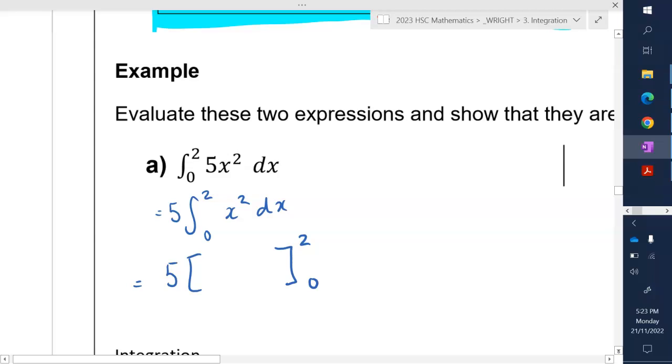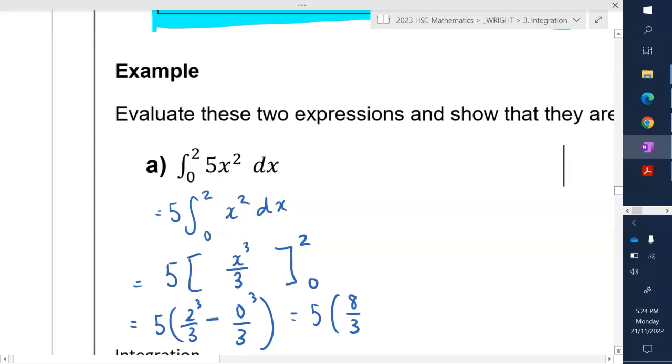Okay, so let's work out the primitive of x squared. It becomes x to the power of 3 all over 3. And what I can do now is pop my value of 2 in and then my 0 in. So popping 2 in, I get 2 to the power of 3 over 3. I'm going to take away, popping my 0 in, 0 to the power of 3 over 3. 5 can stay there for now. 2 to the power of 3 is 8 over 3. This part here goes to 0. So I get 40 over 3 as my answer. Okay, let's do the next one.